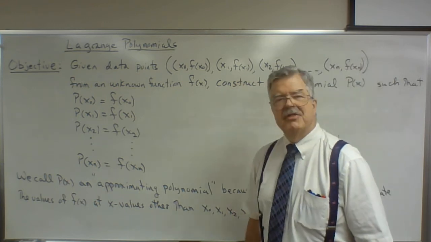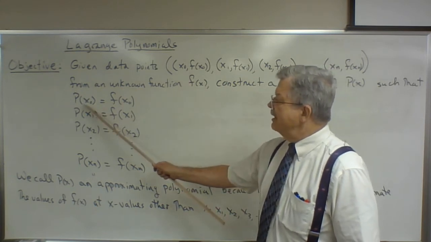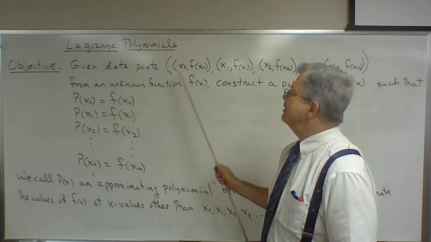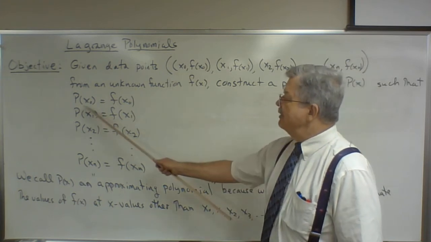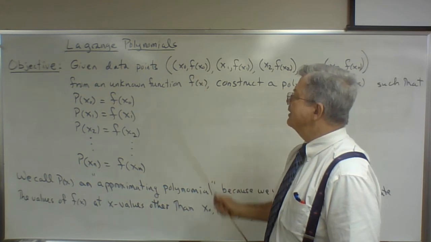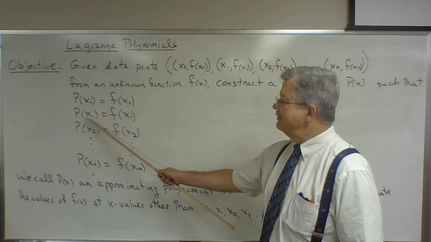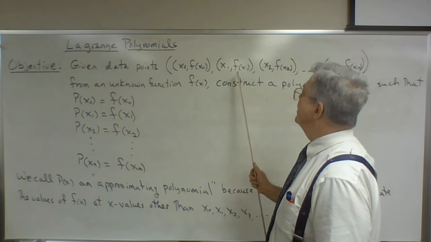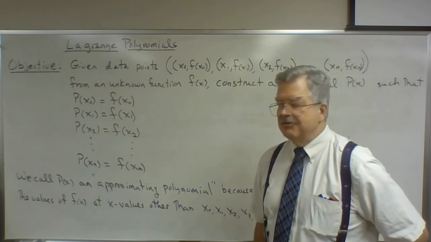So in other words, at the x coordinate of each data point, our polynomial p will have the same value as the unknown function f. At x naught, our polynomial will have the same value as f, the y coordinate of our data point. At x1, our polynomial will have the same value that f has at x1, our y value of the data point, and so on and so forth.